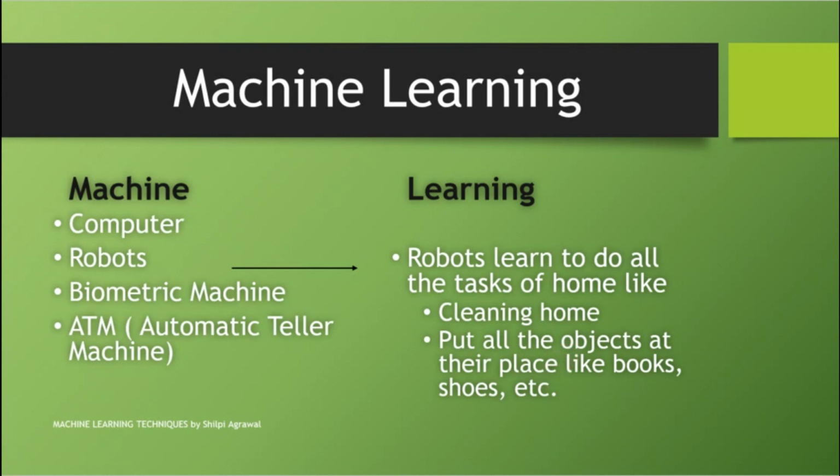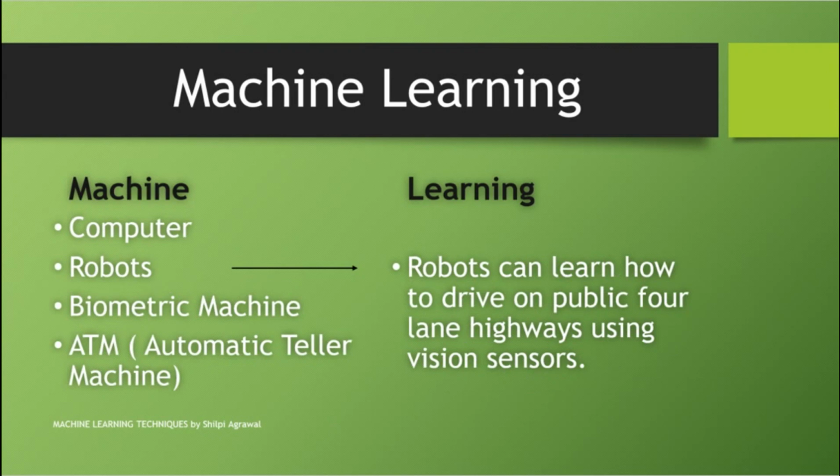Other examples are robots can learn how to drive on public four-lane highways using vision sensors. So, in this case, robots can also learn how to drive on public four-lane highways. So it means we have some robot cars. In the case of robot cars, we have no person to drive at all. So we have a robot that can drive on public four-lane highways.